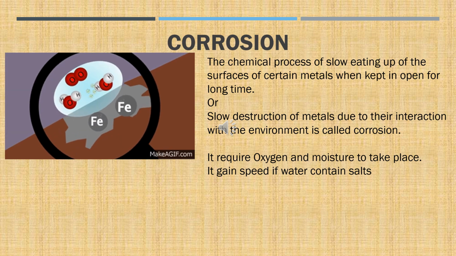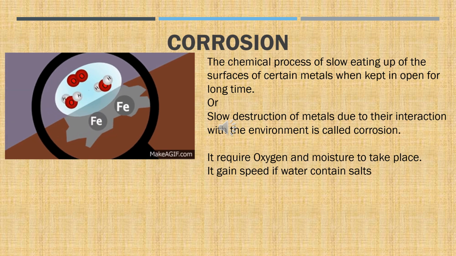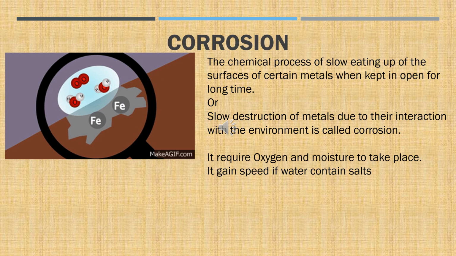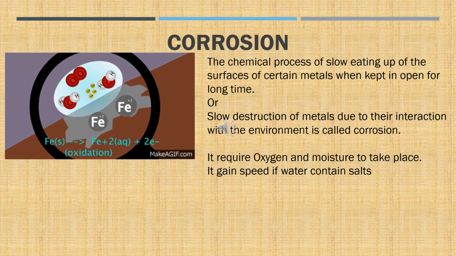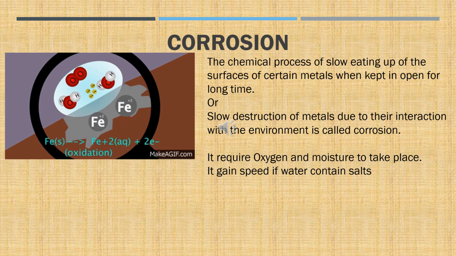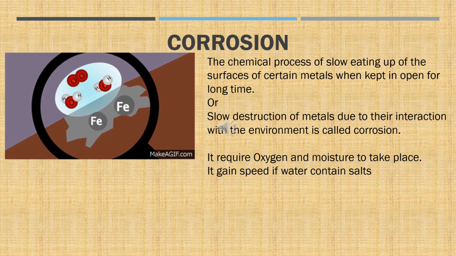Corrosion. The chemical process of slow eating up of the surface of certain metals when kept in the open for a long time is called corrosion. It can also be described as slow destruction of metals due to their interaction with the environment. Now, when we talk about environment, we are basically talking about water and air. In air, we specifically mean oxygen.